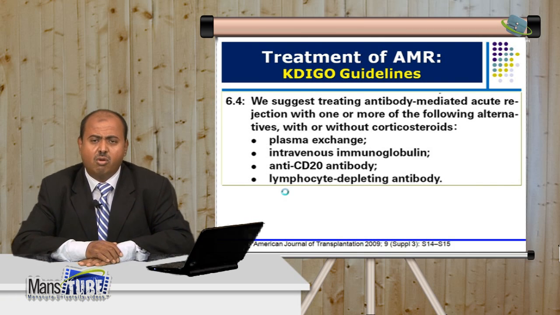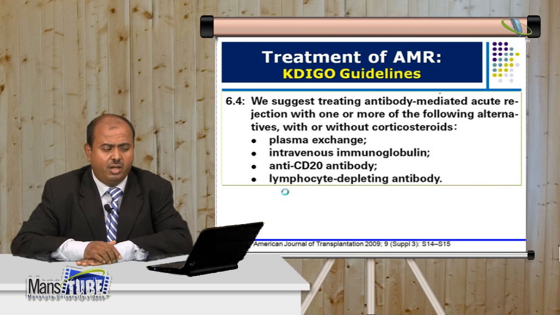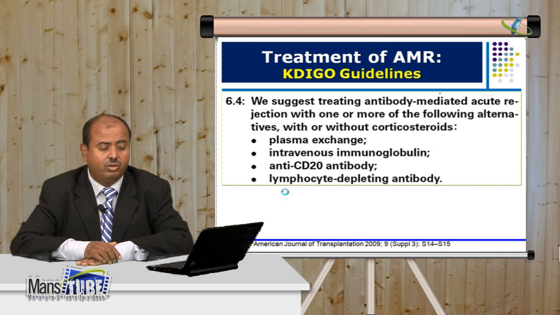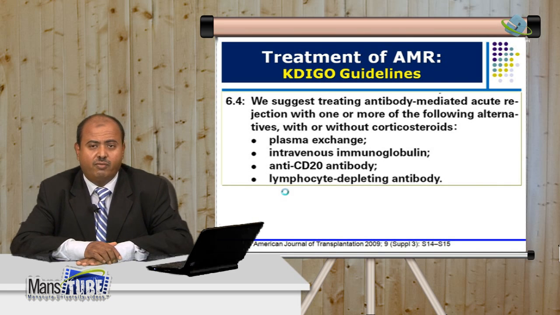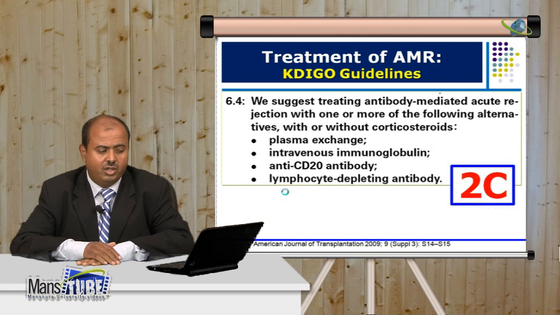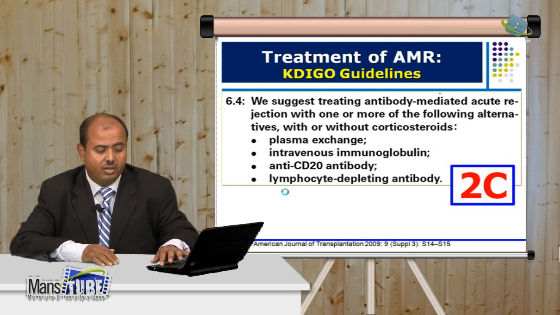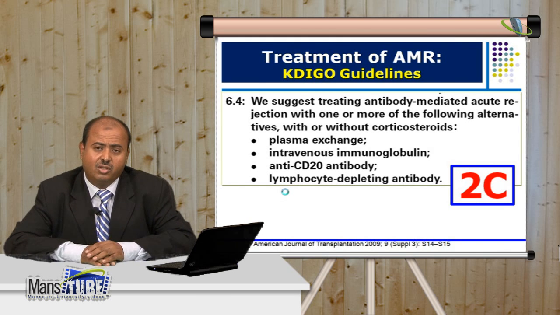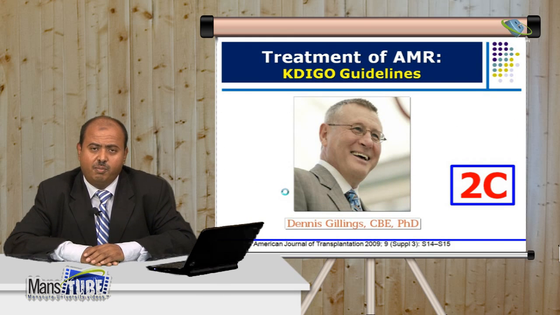When we review the KDIGO guidelines in treatment of antibody-mediated rejection, the KDIGO guidelines suggest treating antibody-mediated acute rejection with one or more of the following alternatives, with or without corticosteroids: plasma exchange, intravenous IVIG, anti-CD20 rituximab, and lymphocyte-depleting antibodies. But if you look at the evidence, it is just a suggestion and based on weak evidence, not strong evidence.